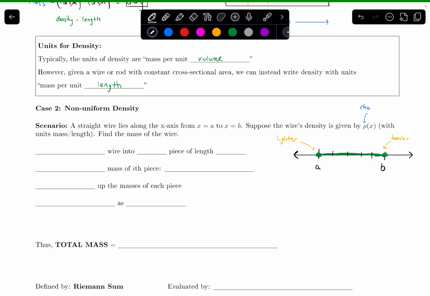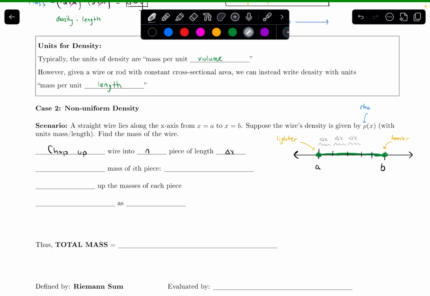And let's write that down. I'm chopping up the wire. I'm going to chop it up into n pieces, and I'm going to say the length of each of them is delta x. So the length of this first one is delta x, the length of that second one is delta x, and so on. Every single piece here has length delta x.